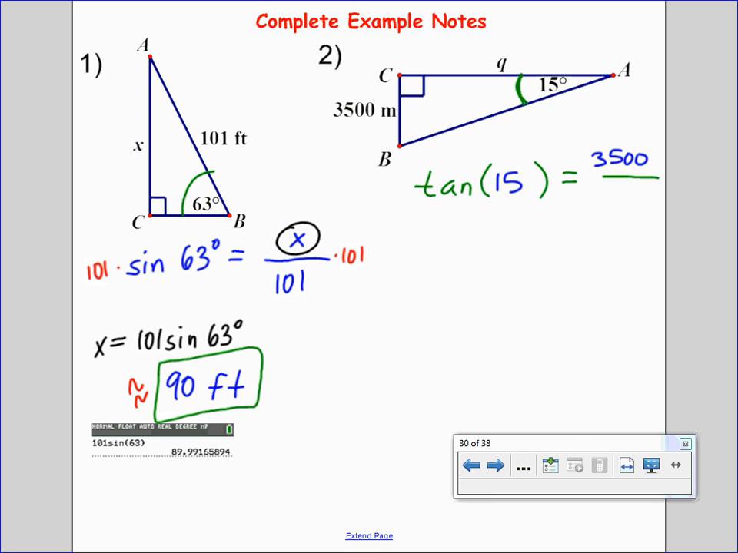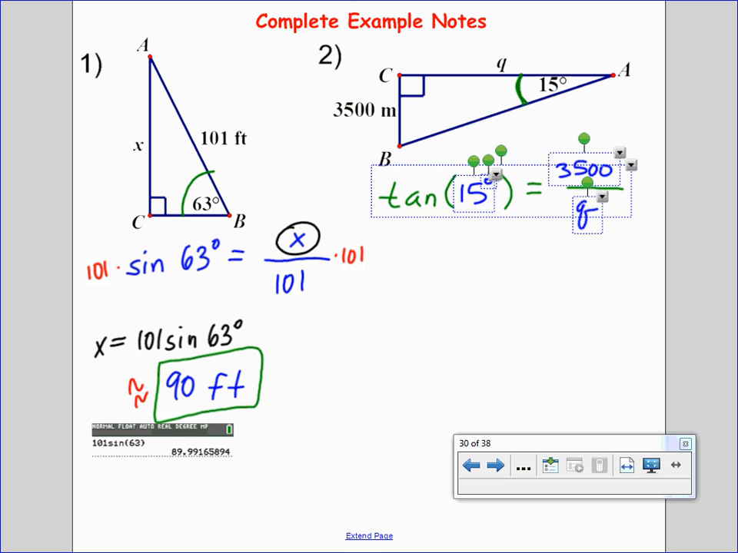Adjacent to 15 degrees is Q. So I've got my equation, now I can use this all for my unknown. Depending upon where my unknown is, I'll use a different series of inverse operations. It looks like my variable Q is down in the basement. It's in the bottom of a fraction. So to get that out of the basement, I'm going to purposely multiply both sides by Q, the denominator that contains my variable expression. That'll get it out of the basement.